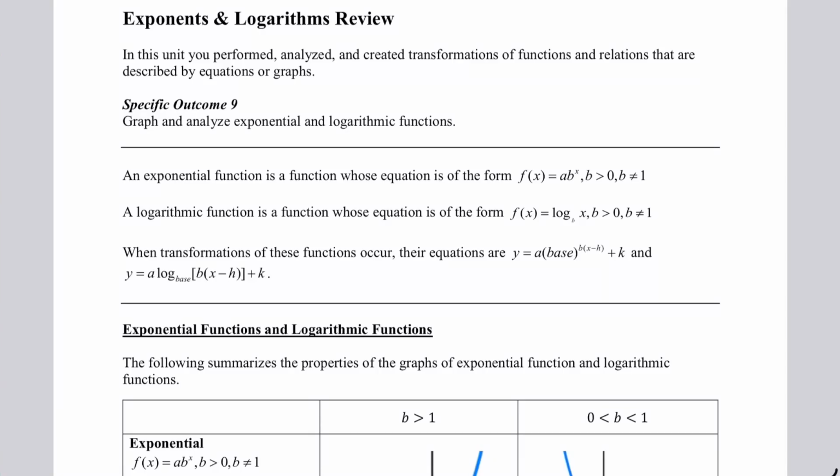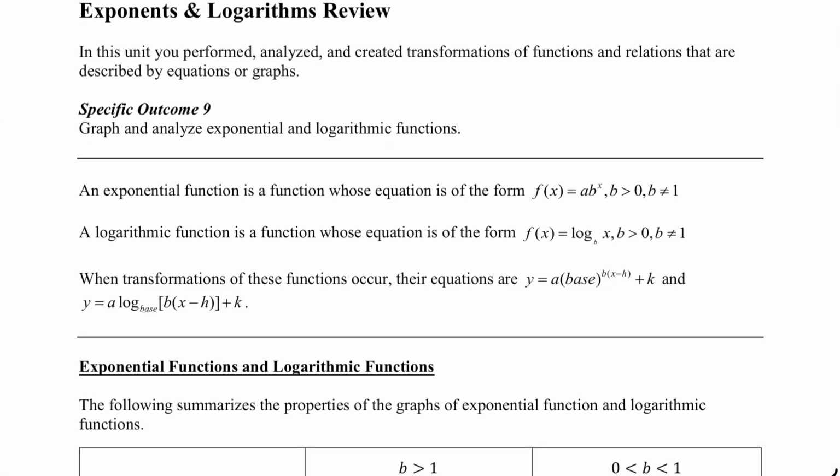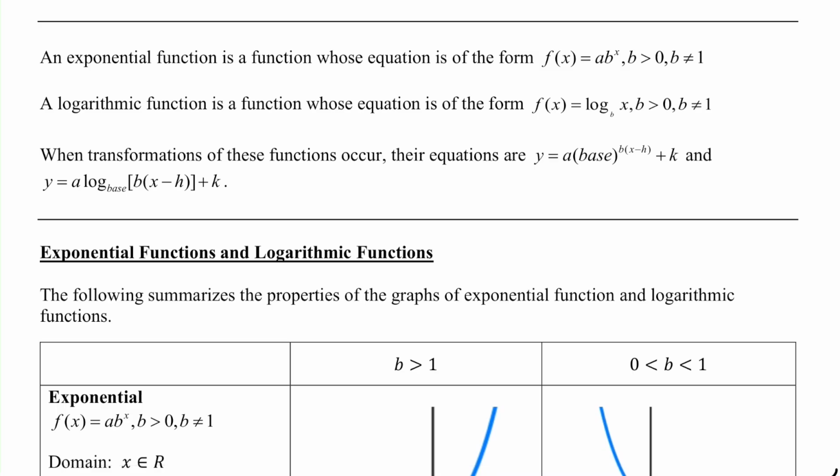Okay everyone, today we're going to do exponents and logarithmic review. So an exponential function is a function with a b to the power of x, and a logarithm is log base b of x. And remember transformations, right? So we have y is equal to a log base b of (x minus h) plus k, okay? And that'll help you with inverse functions. It will help you with figuring out vertical shift, horizontal shift, etc.